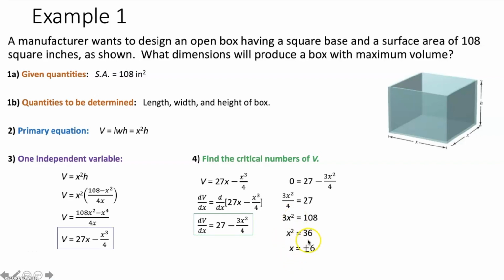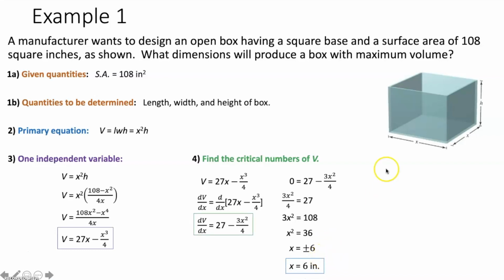We get x is equal to plus or minus 6. Now we look up here, our open top box, the x would be the length and the width of that box. Well, it can't be negative, right? Because we can't have a negative side length of our box, which means x has to equal 6 inches.